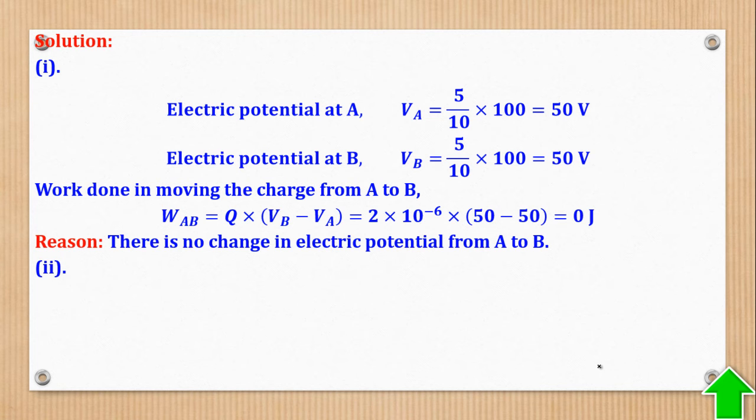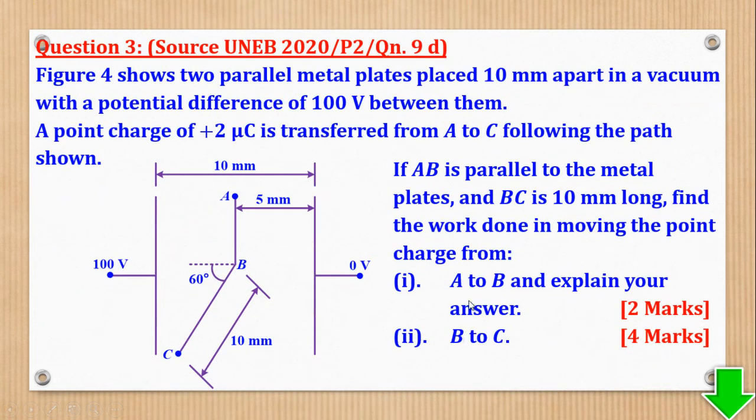Then Roman 2, they wanted work done in moving from B to C. So we already got the potential at B, meaning we have to get the potential at C in order to get the work done.